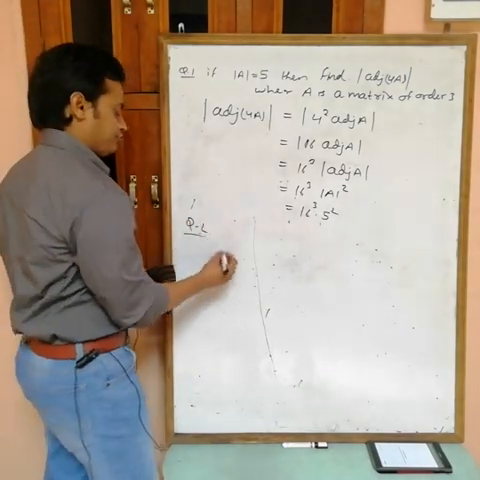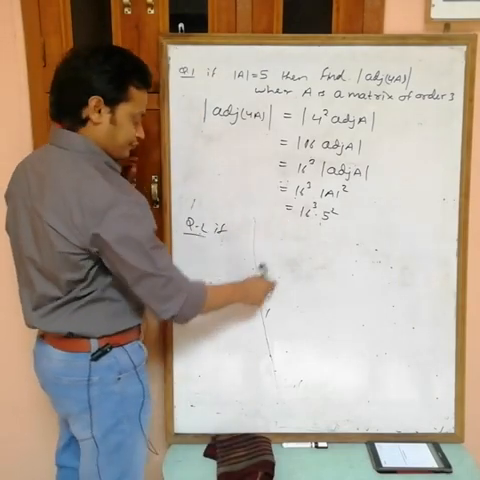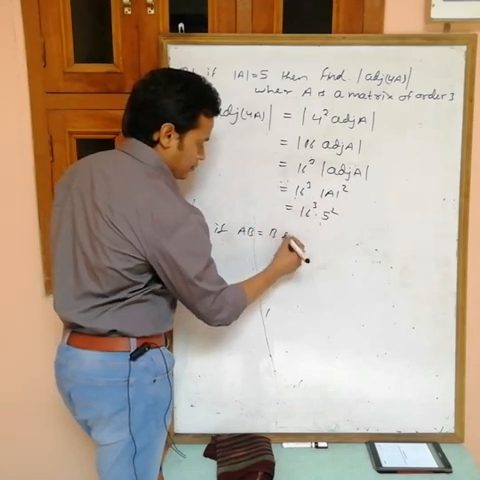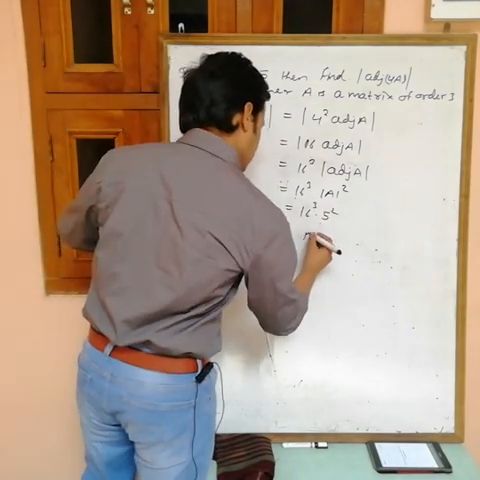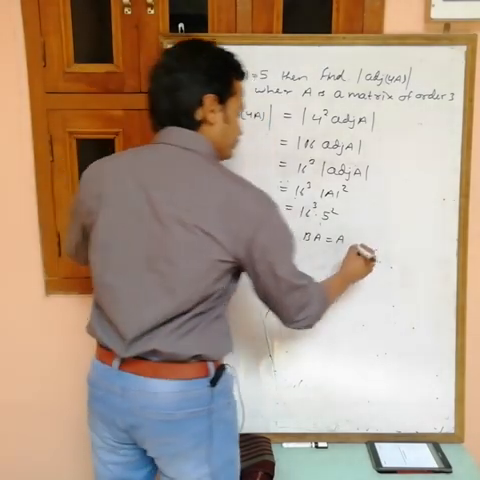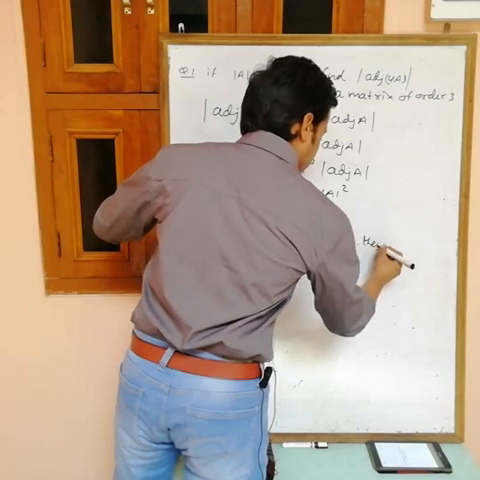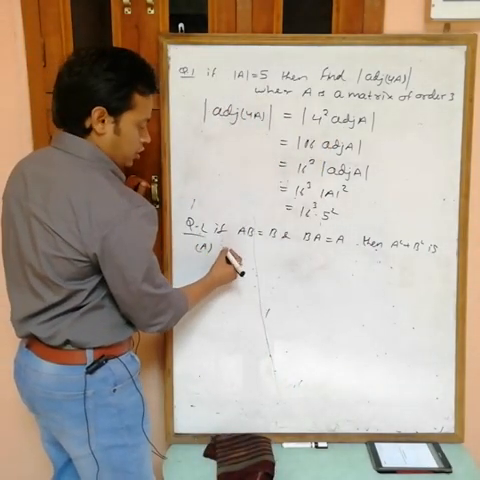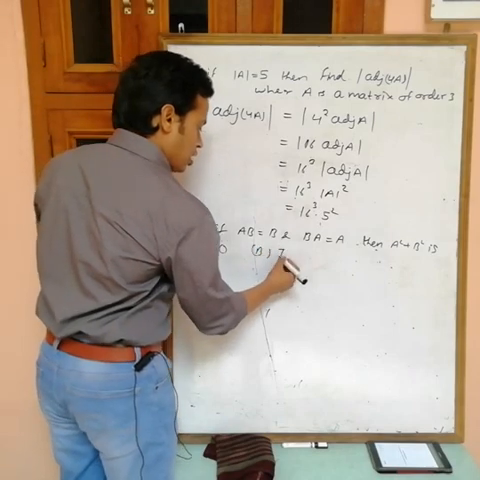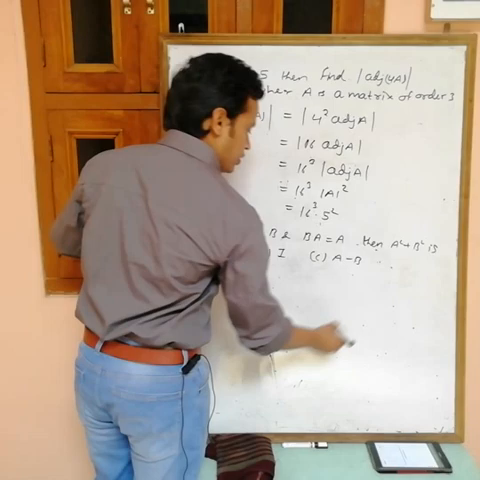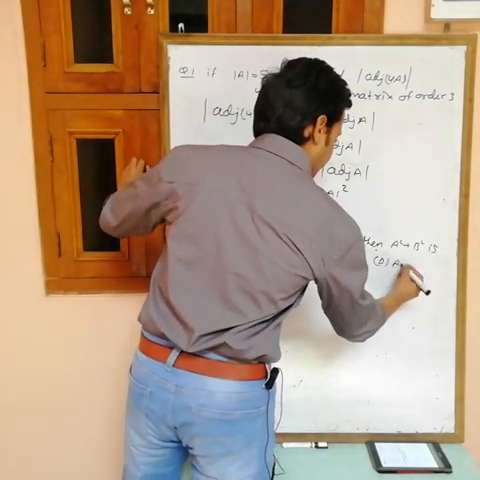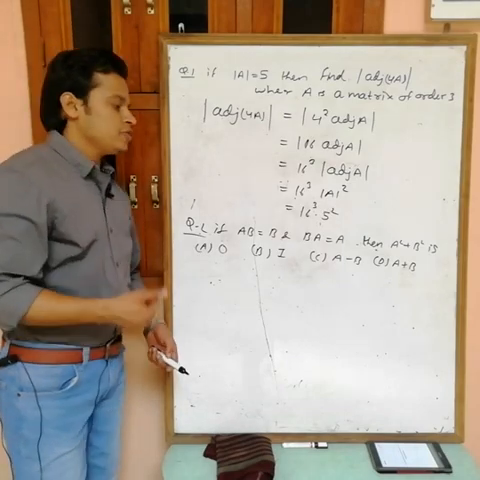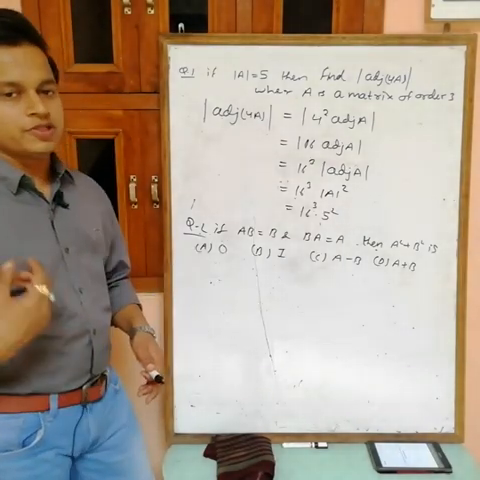Okay, right, second question. If AB is equal to B and BA is equal to A, then A square plus B square is: A, null matrix; B, identity matrix; C, A minus B; and D, A plus B. Okay, we want the value of A square plus B square either in terms of A and B, or in simplified form, which means identity or null matrix.